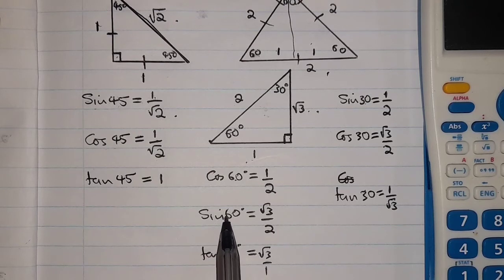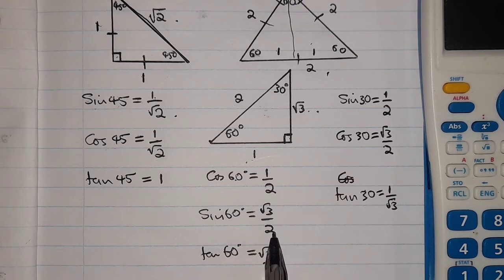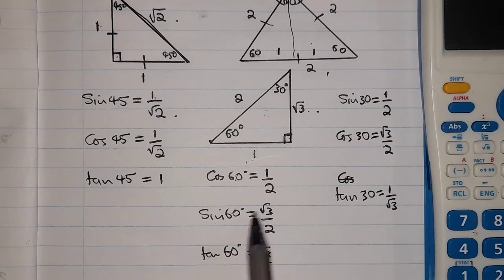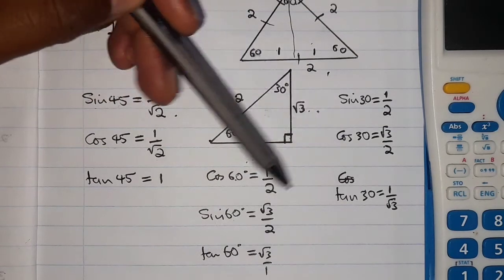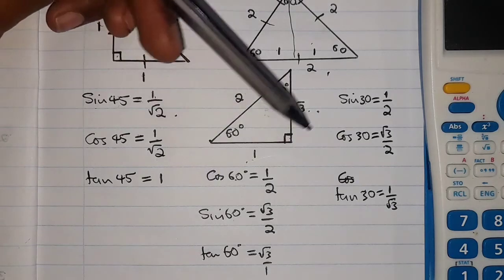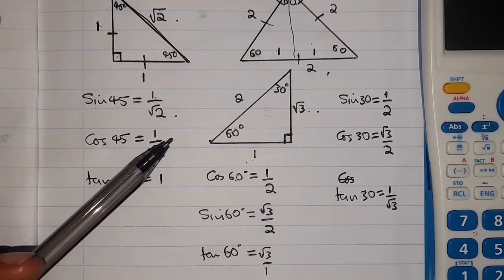We also have sine 60 and cos 30. Both of them give √3/2. So it follows that these two are equal. Sine 60 and cos 30, they are equal, and the angles 60 and 30, they add up to 90. They are complementary angles. Now, when you have ratios which are equal, just like this, sine 60 and cos 30, we have cos 60 and sine 30. That pair, we call them cofunctions.